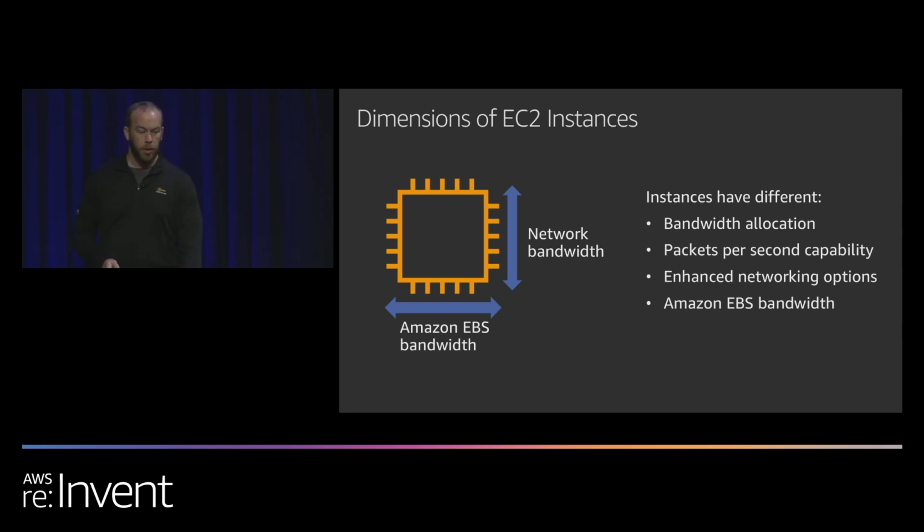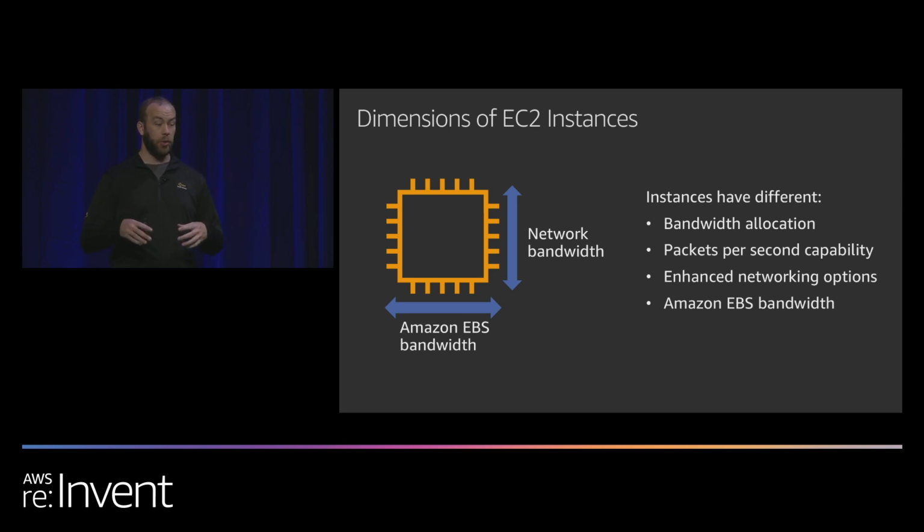All right. So when you start thinking about your instance, and particularly when it comes to networking, there's a few things you want to think about. Each family of instances and each size of those families of instances has particular network characteristics. So each one has a bandwidth capability. It also has things like a packets per second capability.